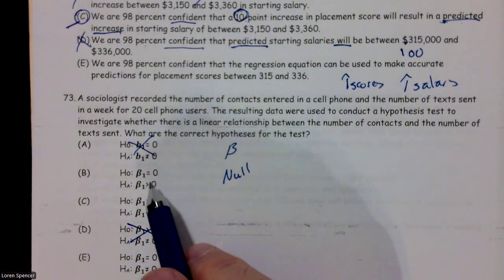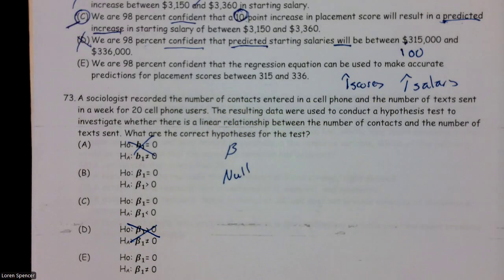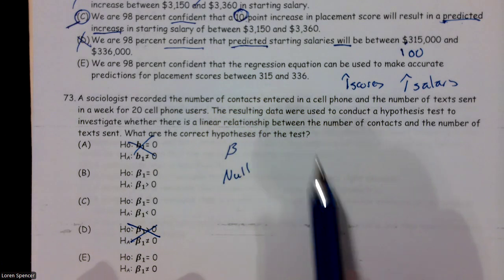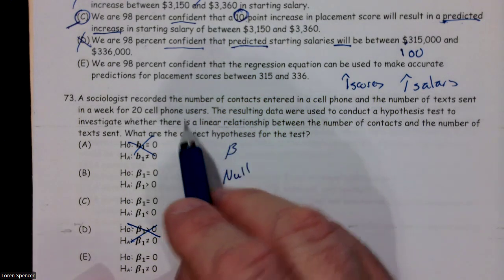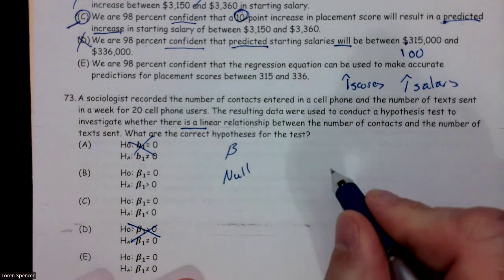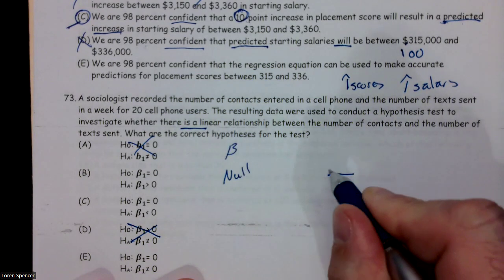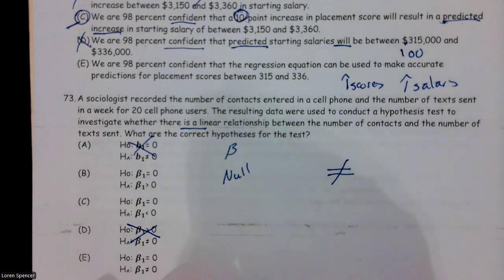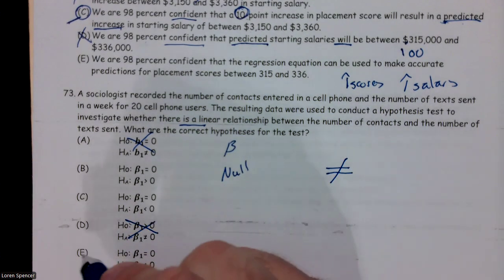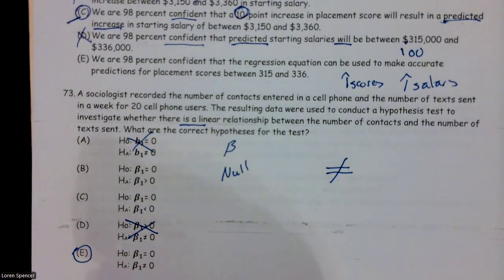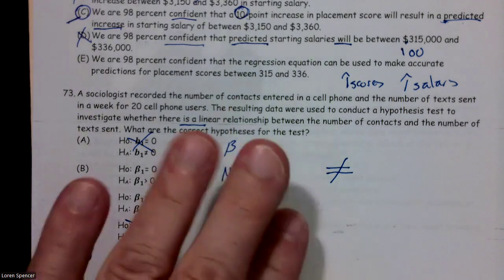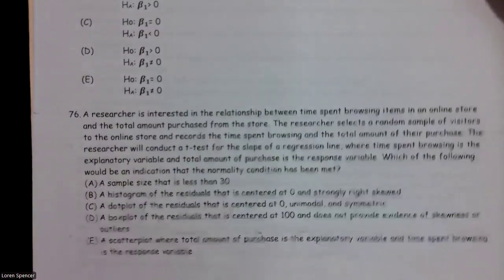So now we have a couple that look like they're possible. And the only thing is that they didn't indicate any direction. If they don't indicate any direction, they ask whether there is a relationship, which means it could be greater than, it could be less than. So we have to go with not equal to for our alternative. So unless they specify increase or decrease, we have to go with not equal to. So our best answer choice for 73 is E.